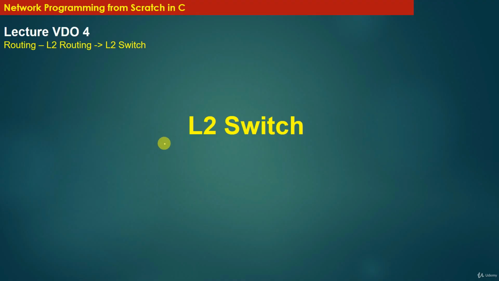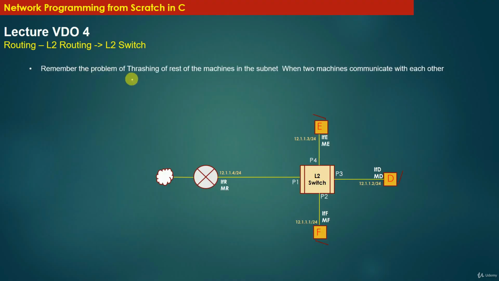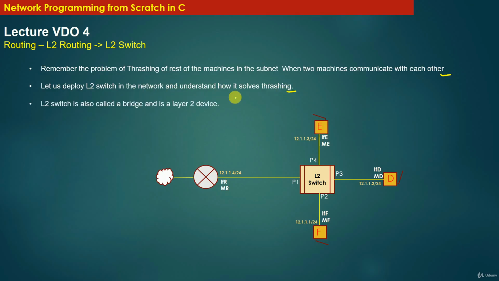So welcome back guys. Now we are going to study the functioning of a layer 2 device called L2 switch. Remember the problem of thrashing of the rest of the machines present in the subnet when two machines communicate with each other. Let us deploy an L2 switch in the network and understand how it solves the problem of thrashing. L2 switch is also called a bridge and it is a layer 2 device.